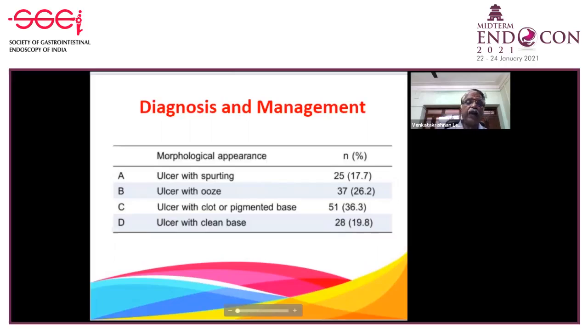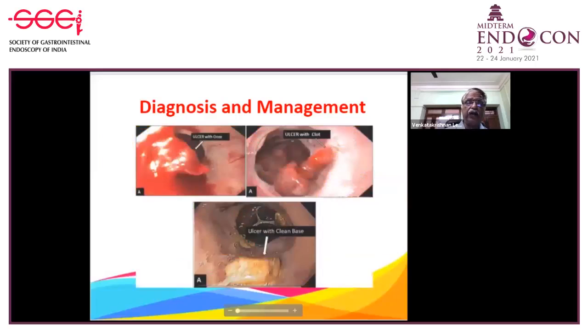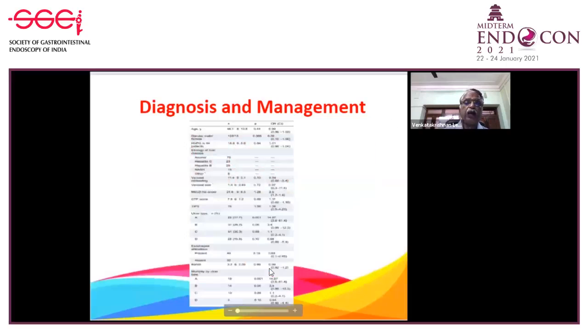This paper has come from the ILBS, which classified these ulcers as 4 types. This is a patient who had banding and an ulcer, and you can see an ulcer spurter coming from there, and on the left-hand corner an ulcer with an ooze. You can see an ulcer with a clot, and this is an ulcer with a clean base. It is also shown that patients with ulcer A and B, that is with a spurter and bleed, had a higher 5-day mortality compared to ulcer with a clot or ulcer with an ooze. I'm sorry for this slide. This slide needs to be slightly bigger.